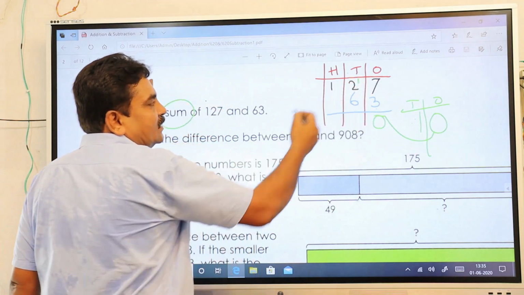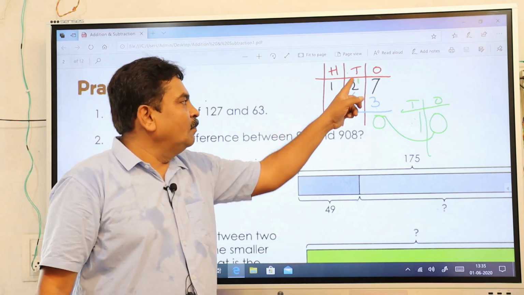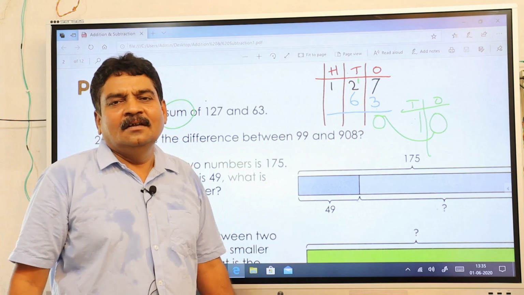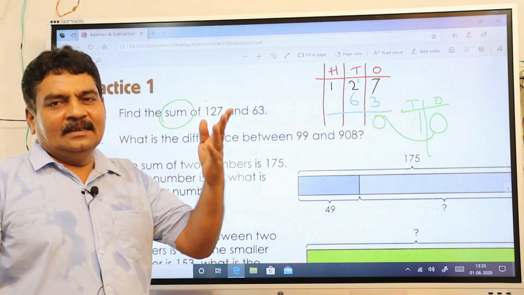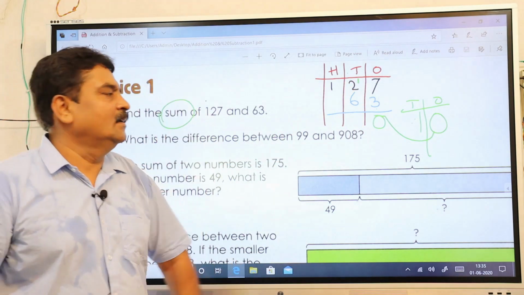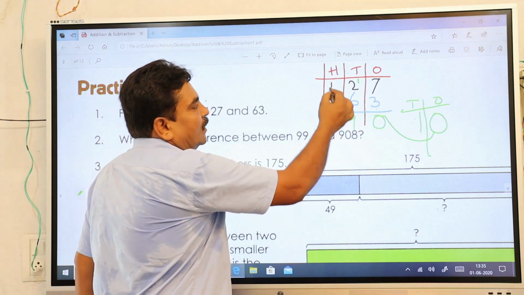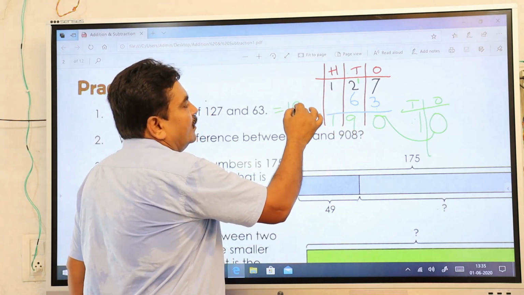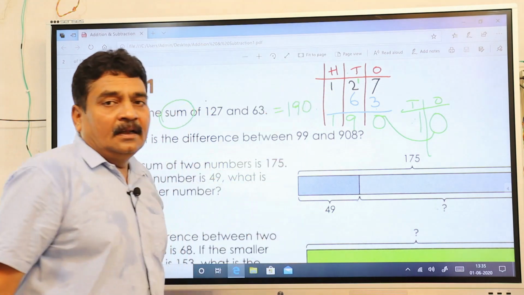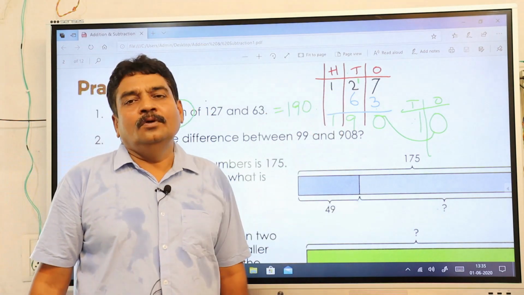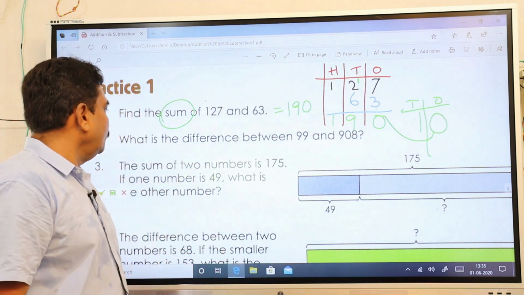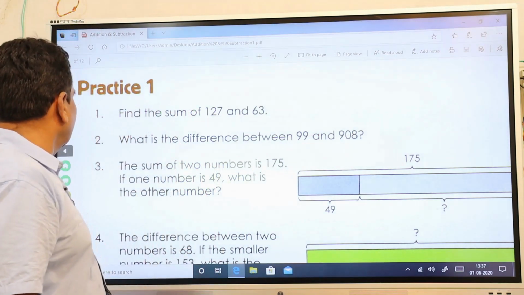Now you count these. 1 plus 2 is how much? 3. 3 plus 6 how much? 6, 7, 8, 9. This is 9, and the remaining is 1. So the answer is 190. In this way you are going to do it in your classwork. Similarly, let's go to the next one.